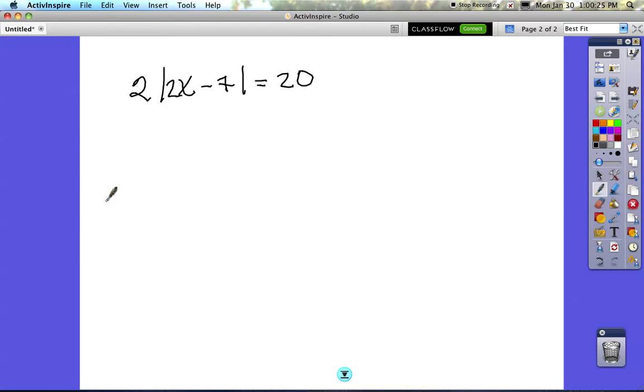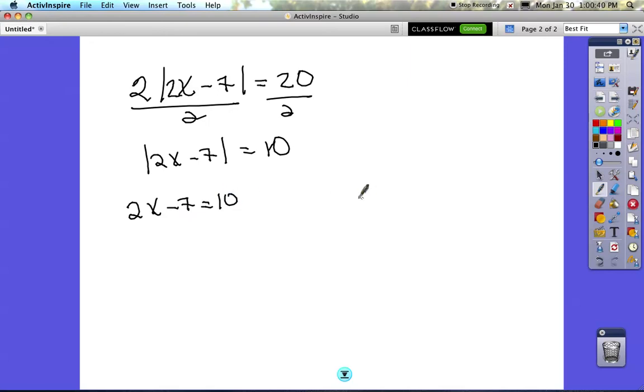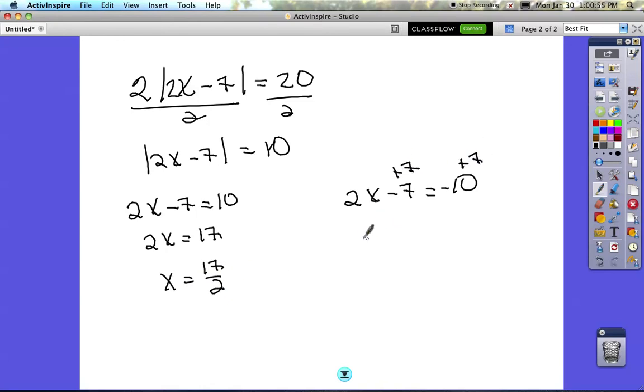Not minus 2, divide by 2, because these are doing what? Multiplying. So you've got 2x minus 7 equals 10. Now you would have 2x minus 7 equals 10, and 2x minus 7 equals -10. So that's 2x equals 17, so x equals 17 over 2. And that is 2x equals -3, x equals -3 halves. So you might not always get a nice, neat little integer. You might get a fraction.